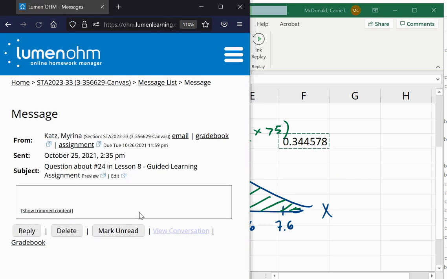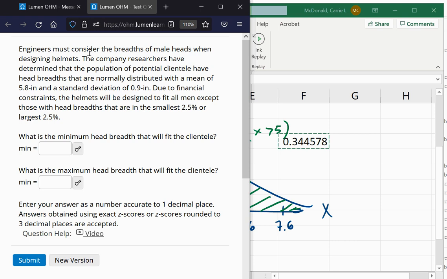All right, now number 24 from lesson 8. Engineers must consider the breadths of male heads when designing helmets. The company researchers have determined that the population of potential clientele have head breadths that are normally distributed with a mean of 5.8 inches and a standard deviation of 0.9 inches. Due to financial constraints, the helmets will be designed to fit all men except those with head breadths that are in the smallest 2.5% or the largest 2.5%. What is the minimum head breadth that will fit the clientele? And also, what is the maximum head breadth? Enter your answers accurate to 1 decimal place. Answers obtained using exact z-scores or z-scores rounded to 3 decimal places are accepted.